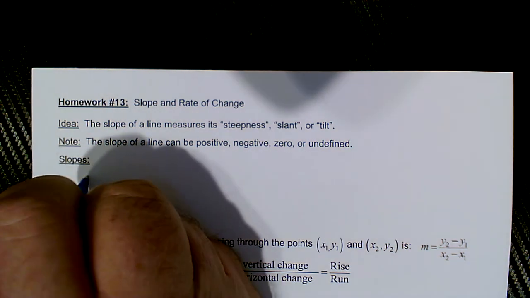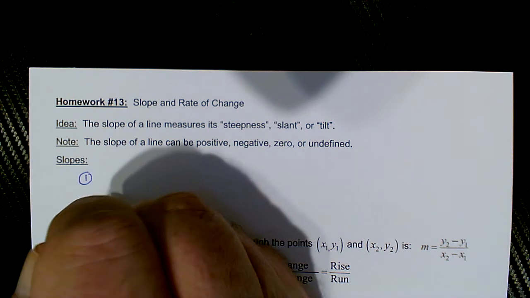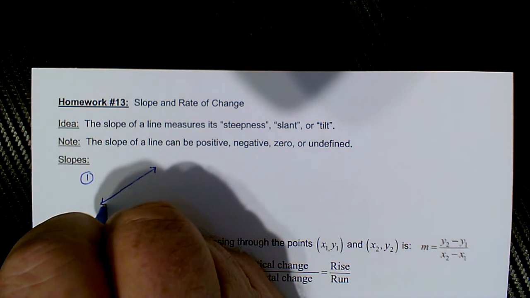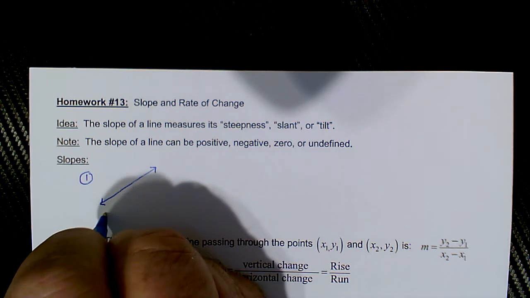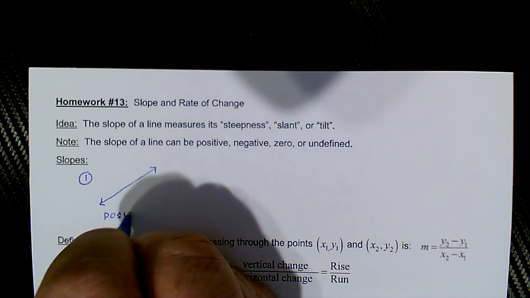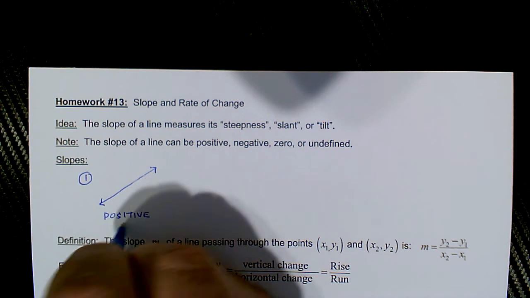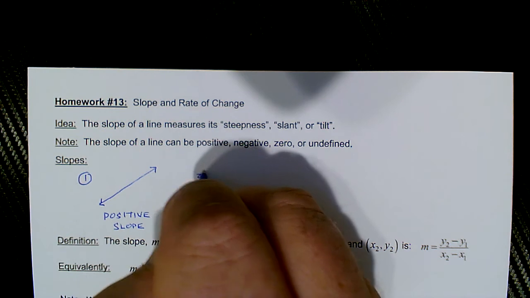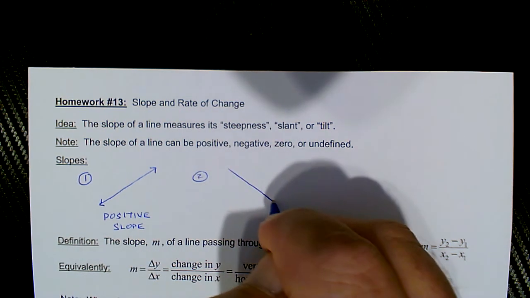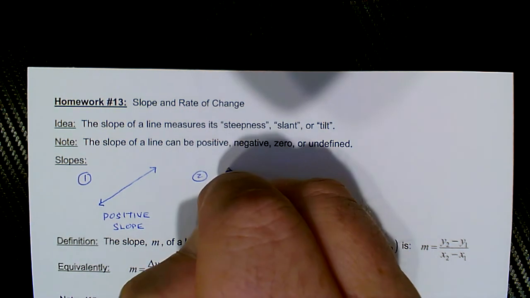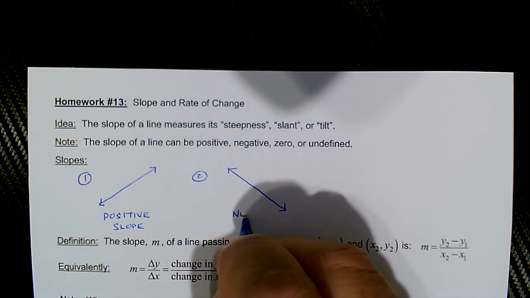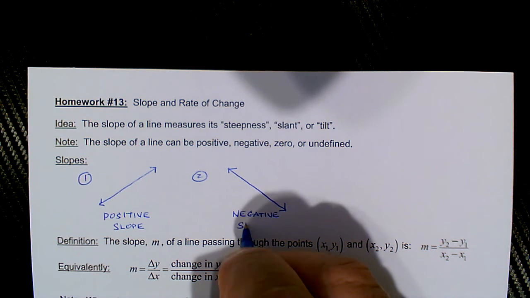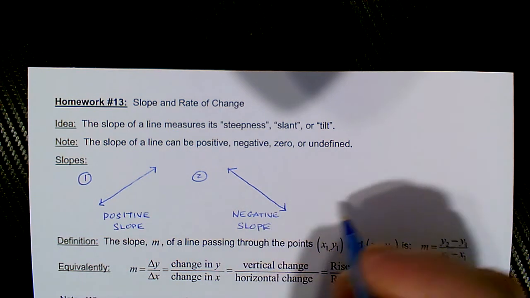So the situations are: if the line rises as we move from left to right, like we're going uphill, then the slope is positive. If we have a situation, we've seen all of these before, where the line falls as we move from left to right, then the slope is going to be negative.